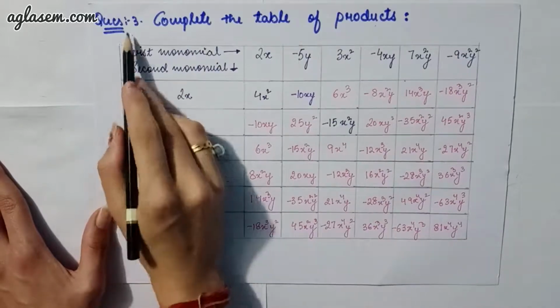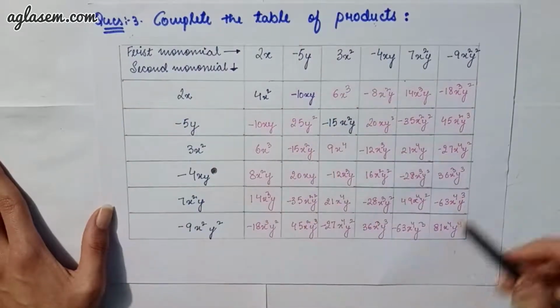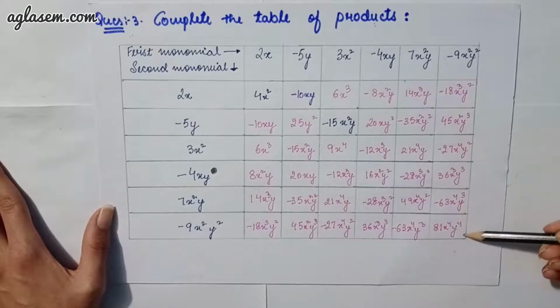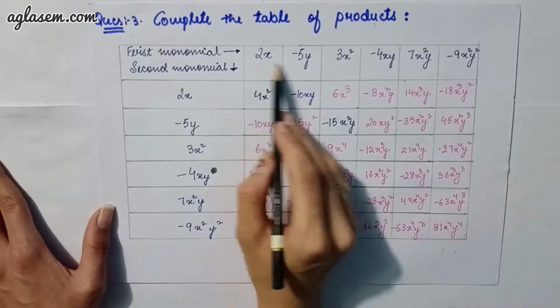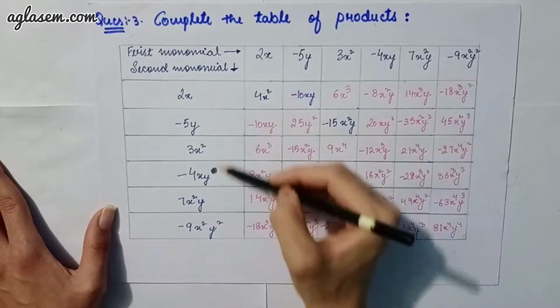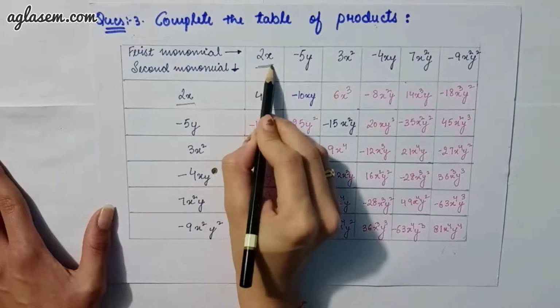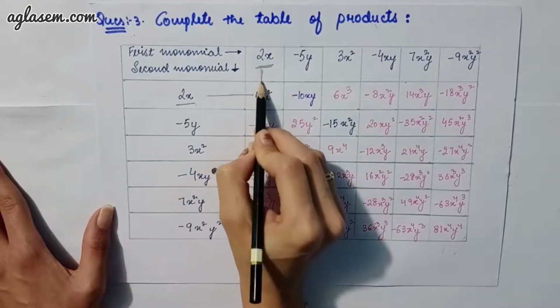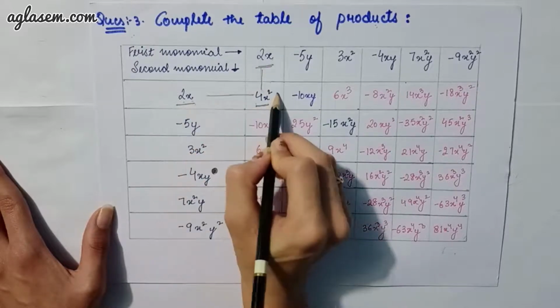Moving to a third question, which says complete the table of products. Here I have made a table. Pink pen will show you the answers. I'll tell you how I have solved the answers here. So this is our first monomial and this is our second monomial, right? This is 2x square. This is 2x square. So multiplying this, we will get 4x square. Like 2 2's are 4. X into x, x square.